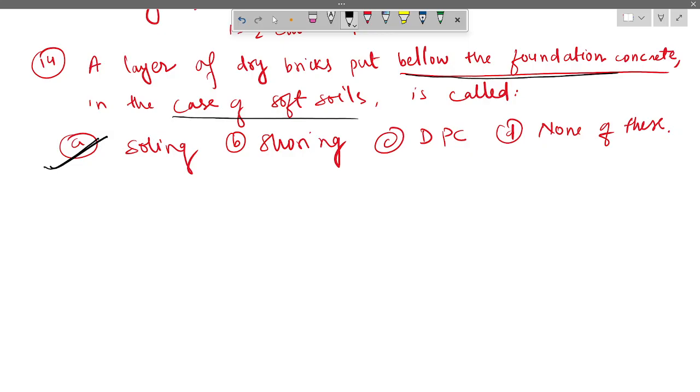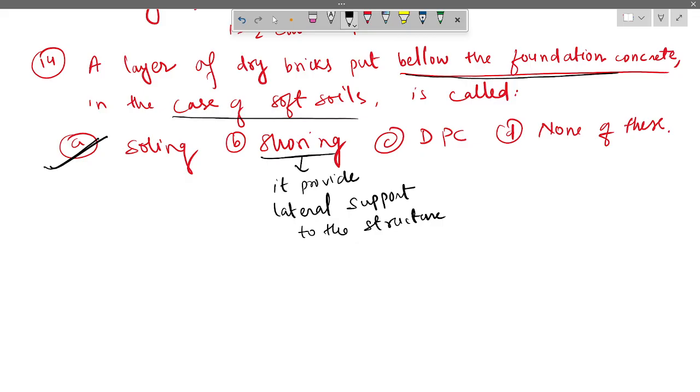Shoring is a technique of using temporary support, usually from props, to make a structure suitable and safe. It is a temporary structure. It provides lateral support to the structure.